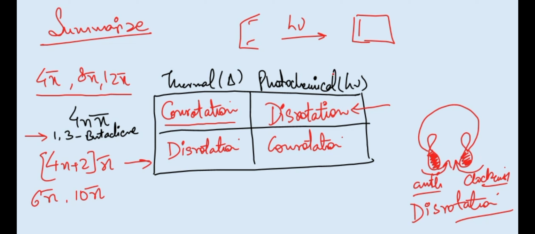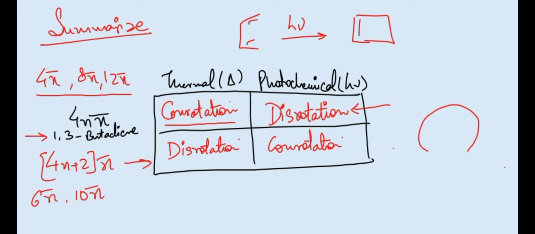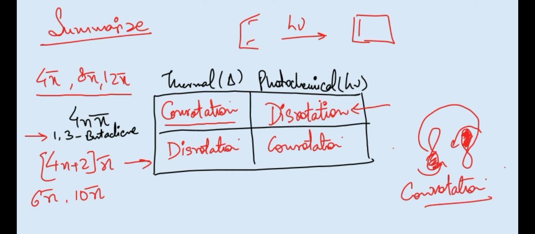In case of photochemical, the HOMO changes. The LUMO becomes HOMO, so HOMO electrons move to LUMO. And in case of LUMO of 1,3,5-hexatriene, if you remember, both the shaded regions were alternate. When the LUMO becomes the new HOMO, this is anticlockwise, this is also anticlockwise, so the new bond will form by conrotation in photochemical for this 6 pi system, 4n plus 2 pi system.